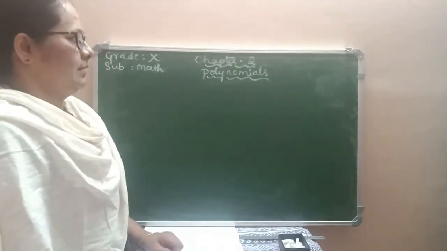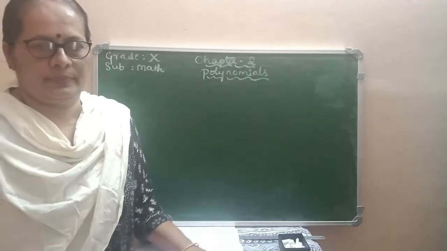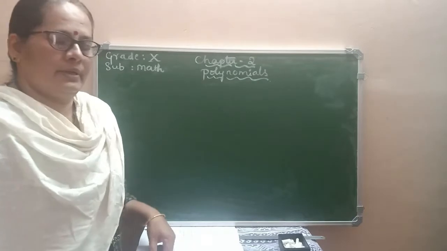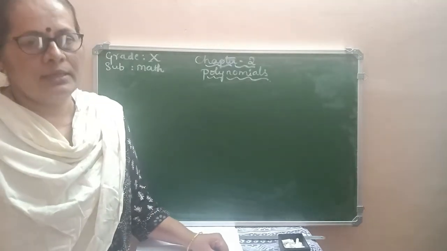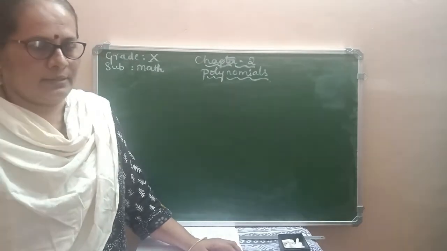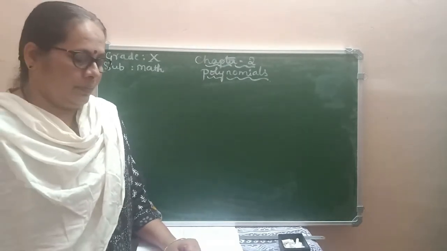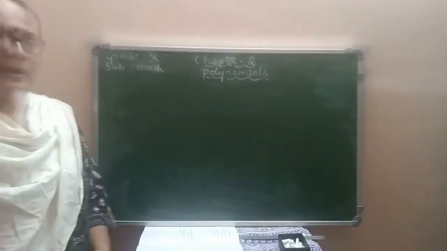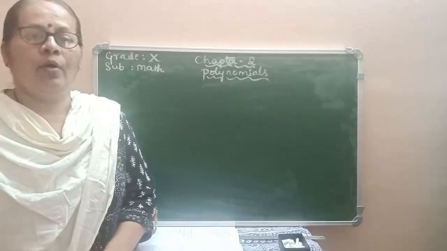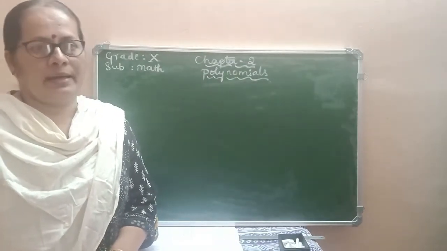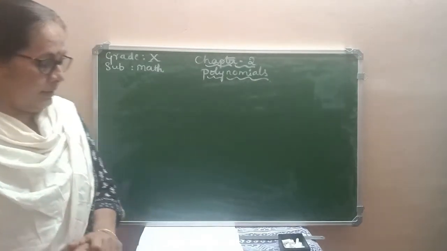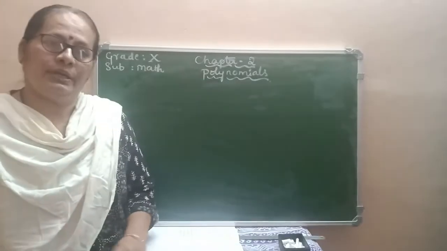Today we are going to learn chapter 2, polynomials. This polynomial chapter you already learnt in your previous class. In 9th standard you learnt about polynomials. What is a polynomial? A polynomial is an algebraic expression having one or more than one term with a non-zero coefficient.